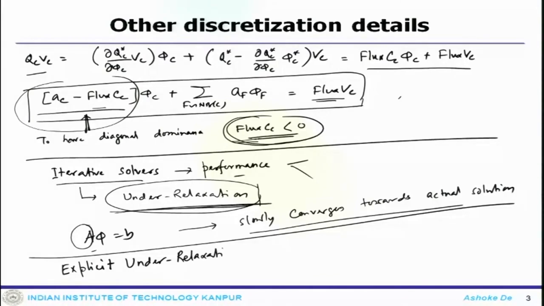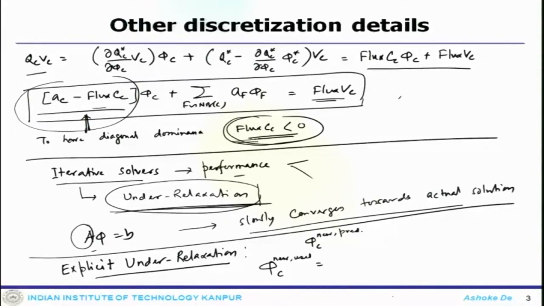So when you say explicit under relaxation, at the end of every iteration the new solution is obtained, and it is not used completely as obtained. A certain percentage of the new solution is updated with the old one. So after the new solution is obtained, all cells in the computational domain are revisited, and the predicted value, let us say phi nu, is used to modify phi c.